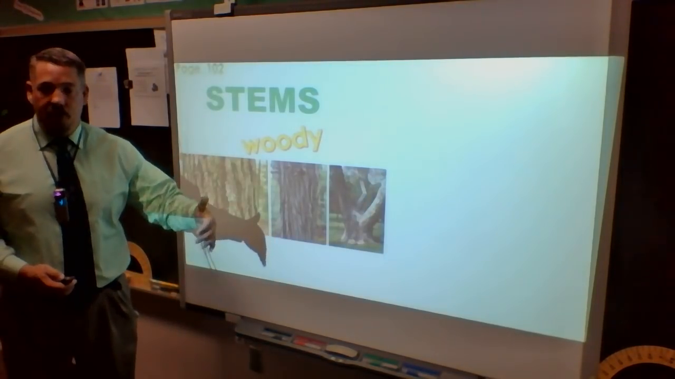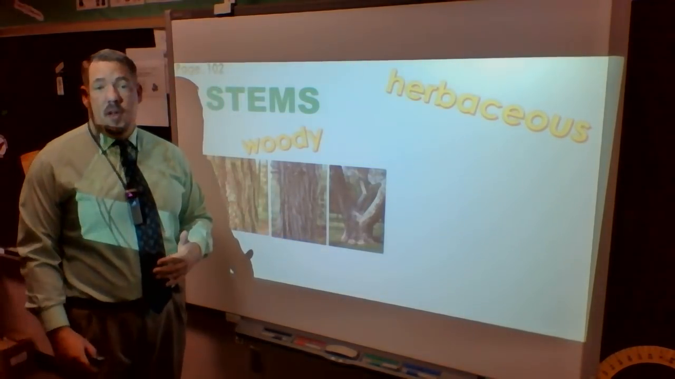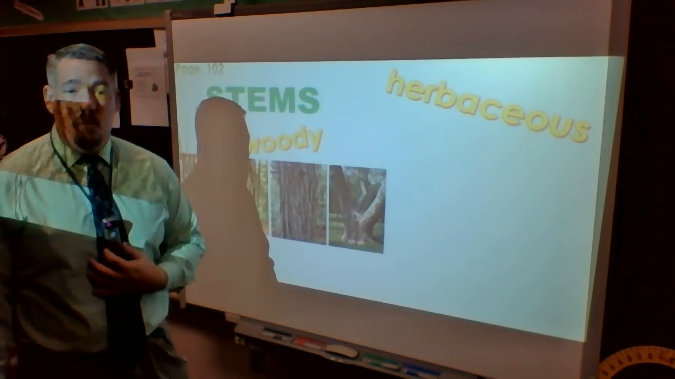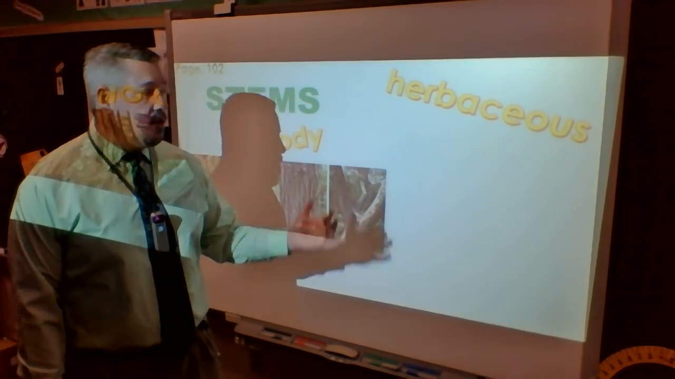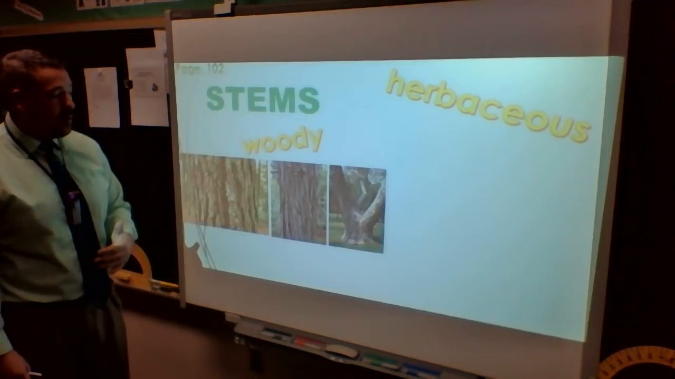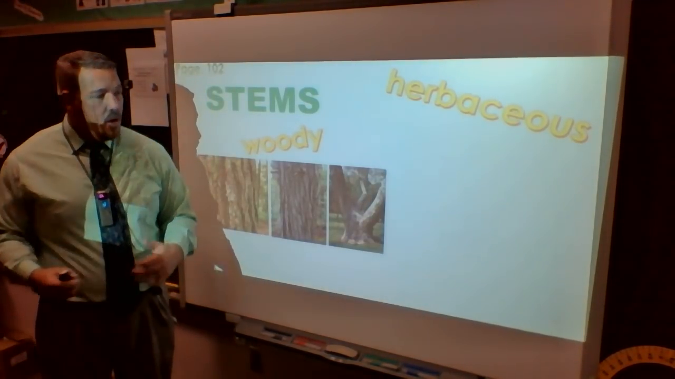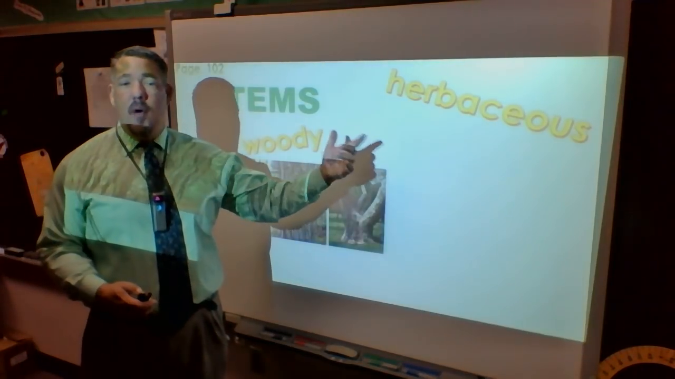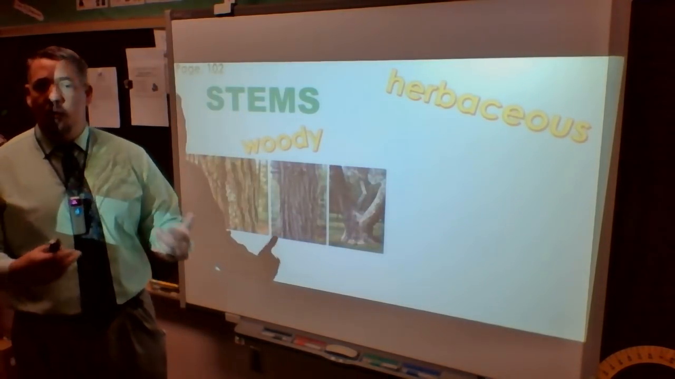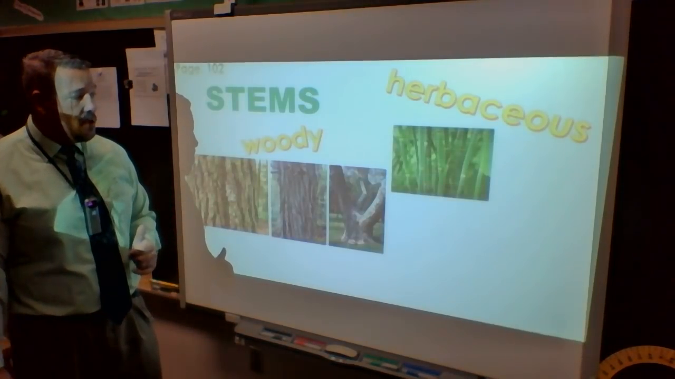The other type of stem that we have is herbaceous. Now, I'm going to be honest with you, I've never had to teach the term herbaceous until we changed our standards 2 years ago in 6th grade science. It was always just, well, this is the stem of the plant and I'm good to go. But there's nothing wrong with learning about herbaceous. It's the stem of a plant that's not wood. Should be pretty easy to understand.